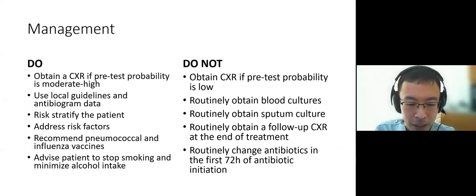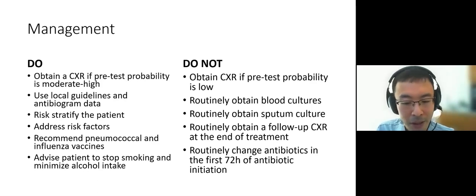So get a chest x-ray if your suspicion is at least moderate. Follow your local CAP guidelines and use their antibiogram data. What works in one area might not be the right choice in another area. For the sake of simplicity, you can use the abbreviated CURB 65 score to help you decide if the patient needs hospital admission. Try to address any CAP risk factors if present.